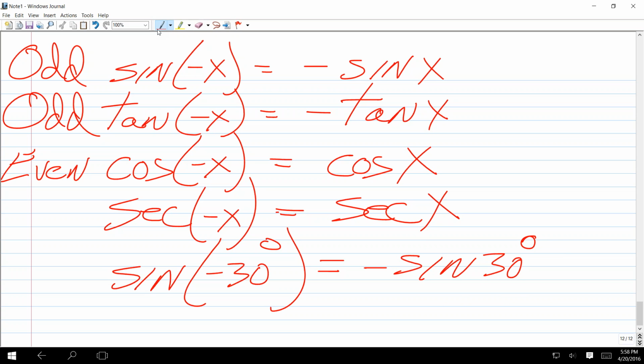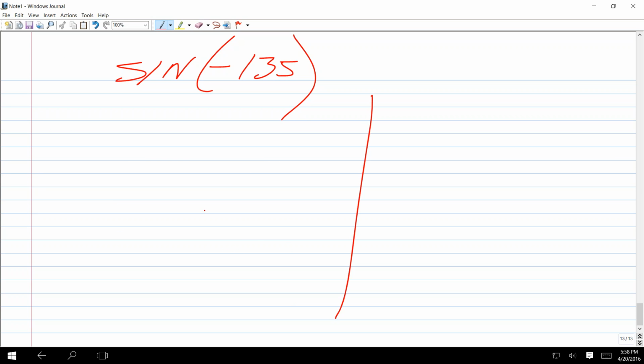Now, last question. What if it's not in the first or second quadrant, so it's sine of negative 270. No, that's not an even one. Let's make it even. 135. Okay? Now, I can figure out that that is this angle. That's minus 135 degrees. So I know I'm in the third quadrant. But let's just do it the easy way.